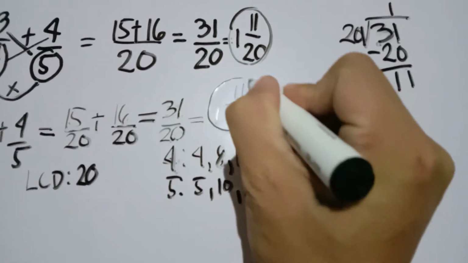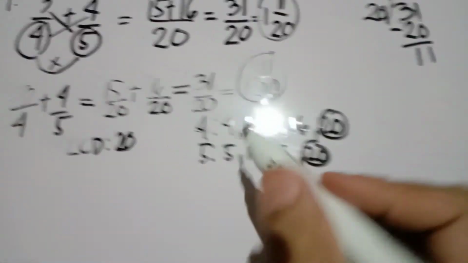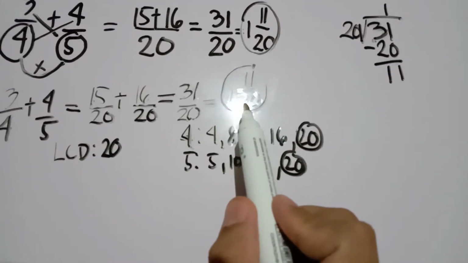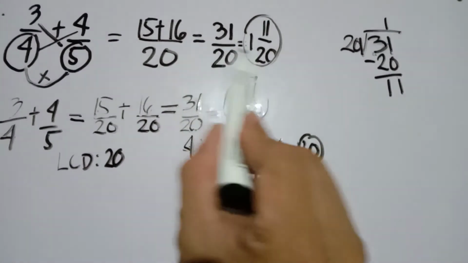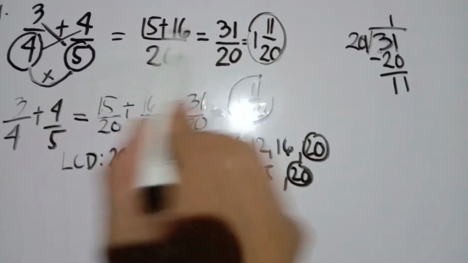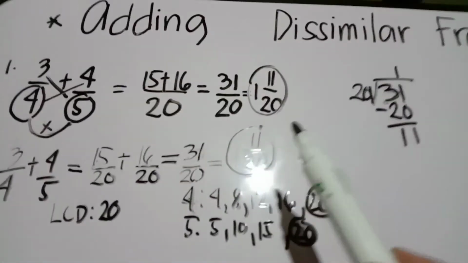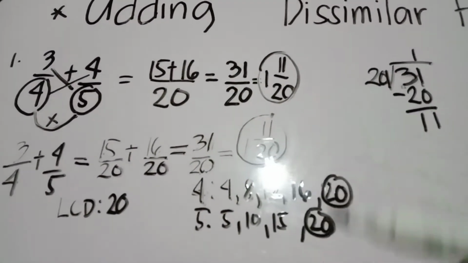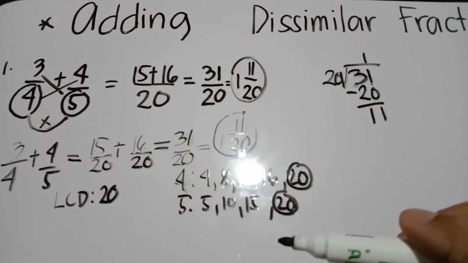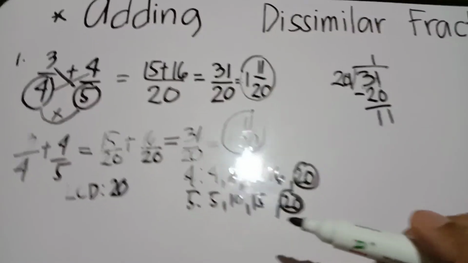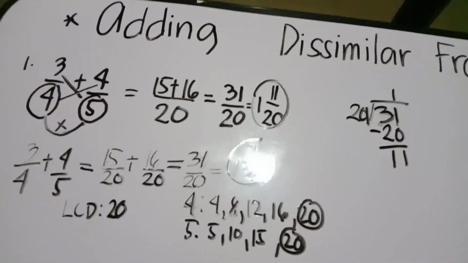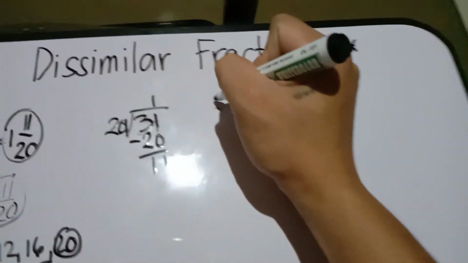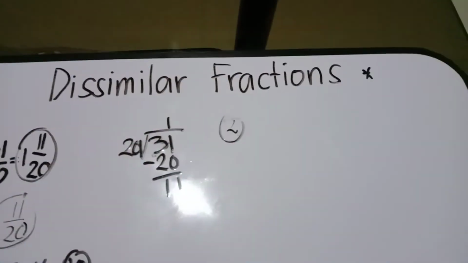Mas mahabang proseso ito. Ito yung mas maikling proseso, but still parehong sagot yung maaring makuha natin, no, in adding dissimilar fractions. Okay, so let's have another example. Let's try number 2. Okay, subukan natin.